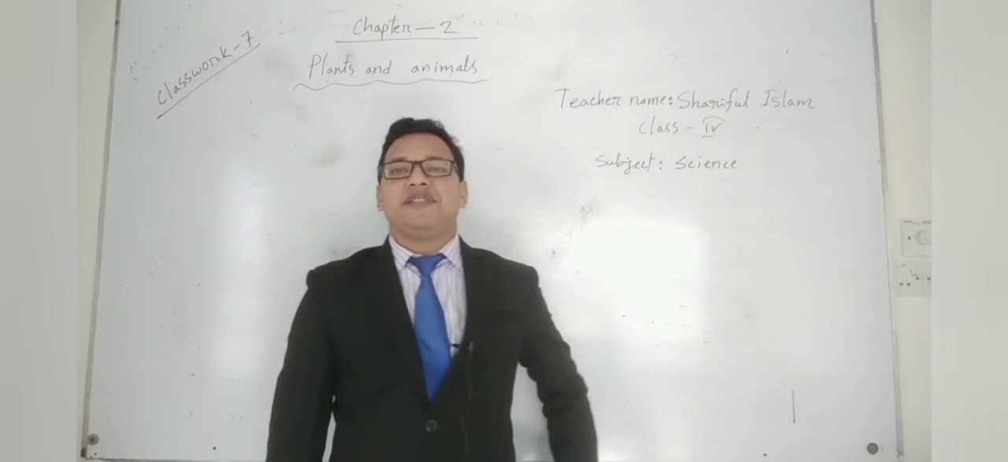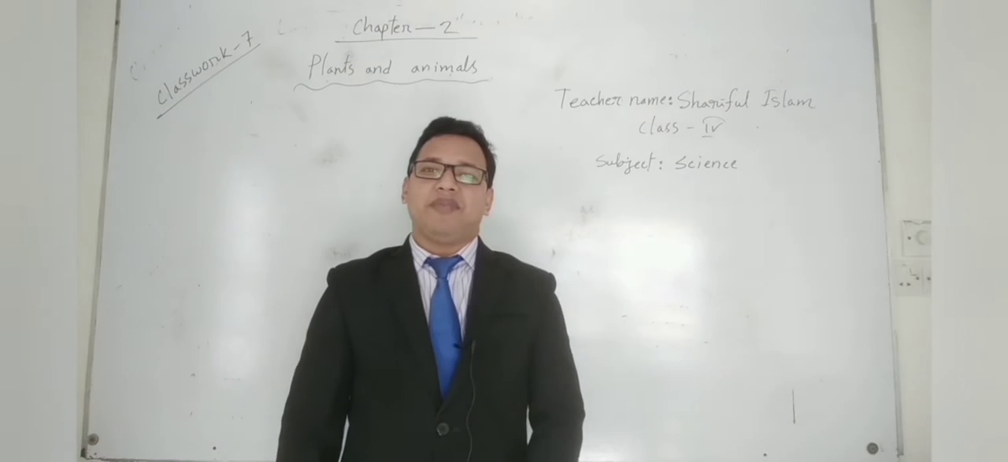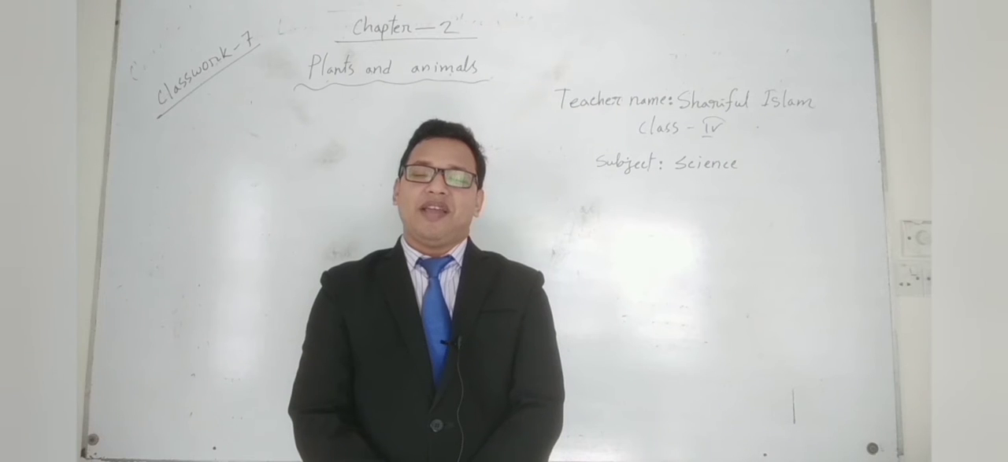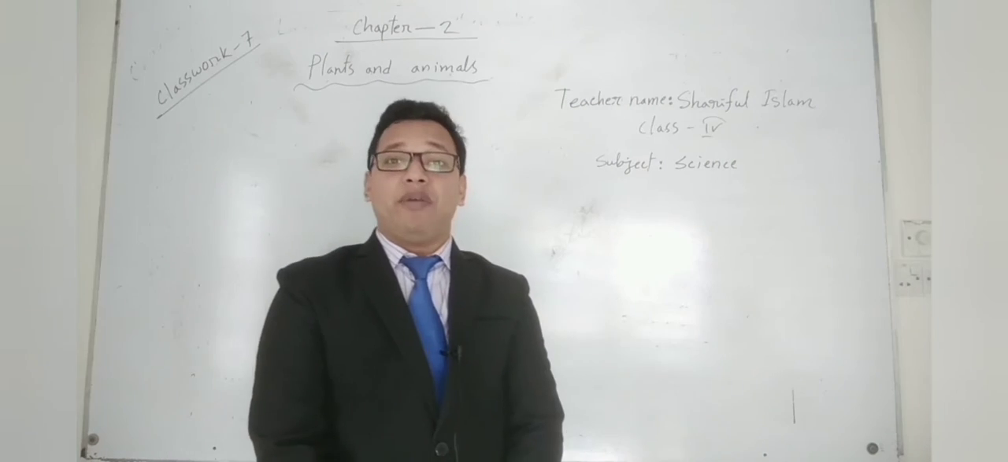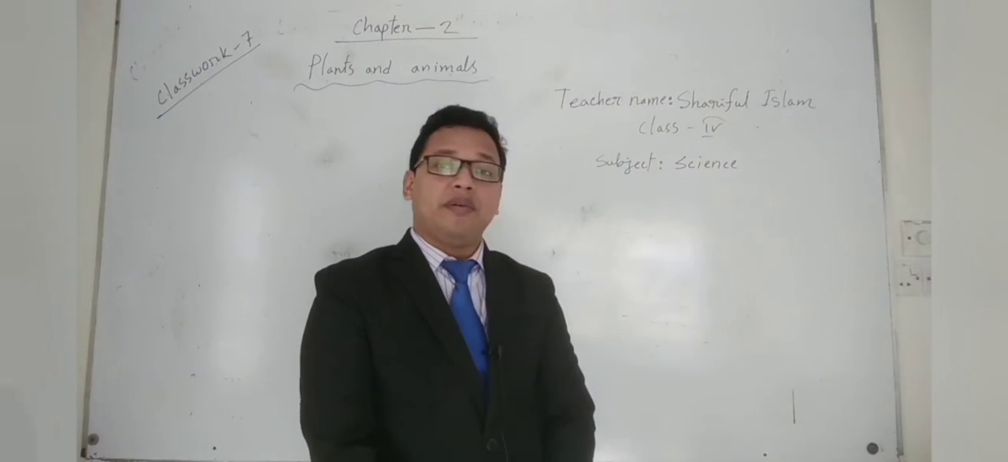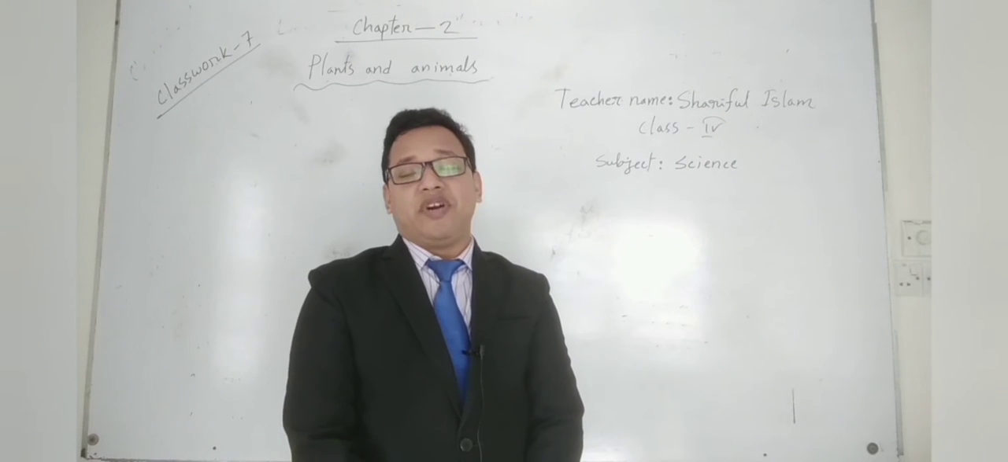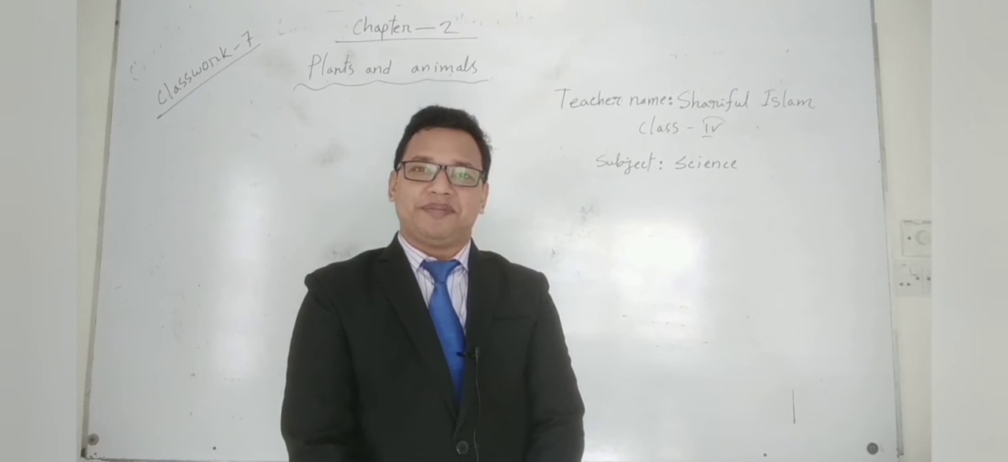So students, now this class is classwork number 7. And we are going to learn plants and animals. And we have done this chapter also, page number reading practice, page number 11 and 15. So at first, I want to take a review. I want to ask a few questions.